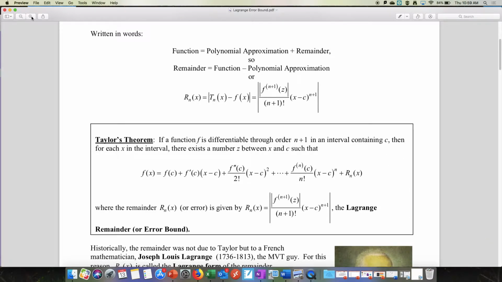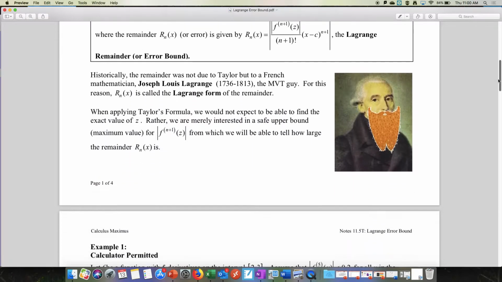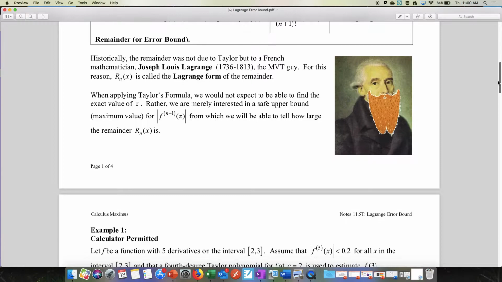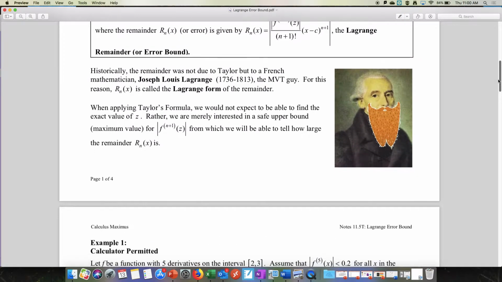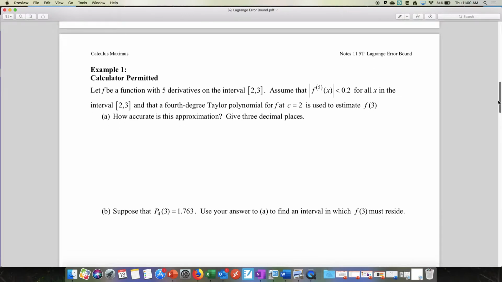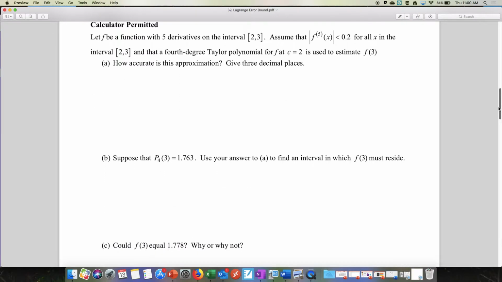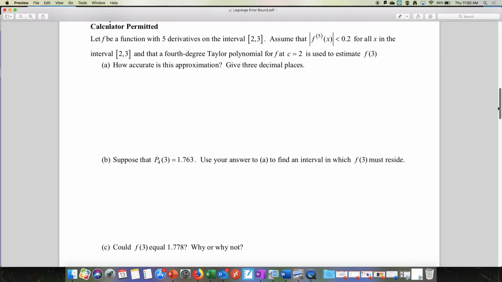Just for you, Richard, here's a little history about our mathematician. Joseph Louis, is it Louis or Louis? Oh, we're not going to go through it. Just skip it for later.